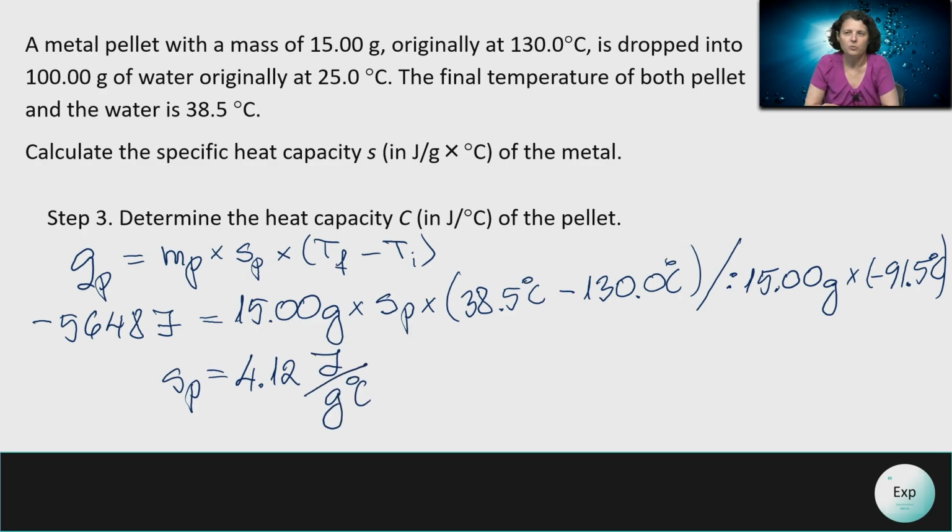This approach will give us a systematic way to determine the specific heat associated with any metal that is heating or cooling in a calorimeter that has water in it, the temperature of which is carefully monitored through the experiment.